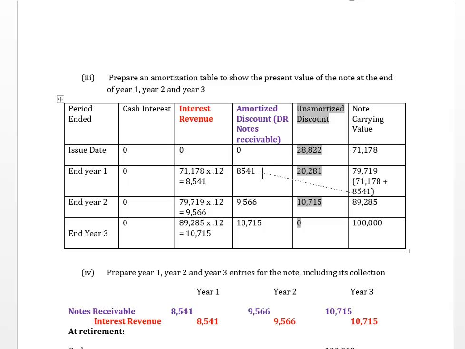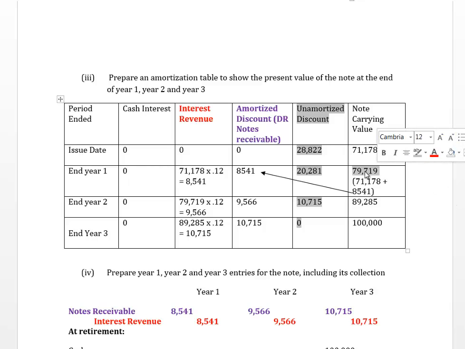This guy comes from here. Because don't forget, this is your interest revenue column. This is the column here that's going to adjust your note, and that's what we're doing here, adjusting the note. So we take the previous period's balance, which opens the period, beginning year 1, plus the amount that we amortize in year 1, which is 8541, which is going to give us $79,719. We do this all the way down.